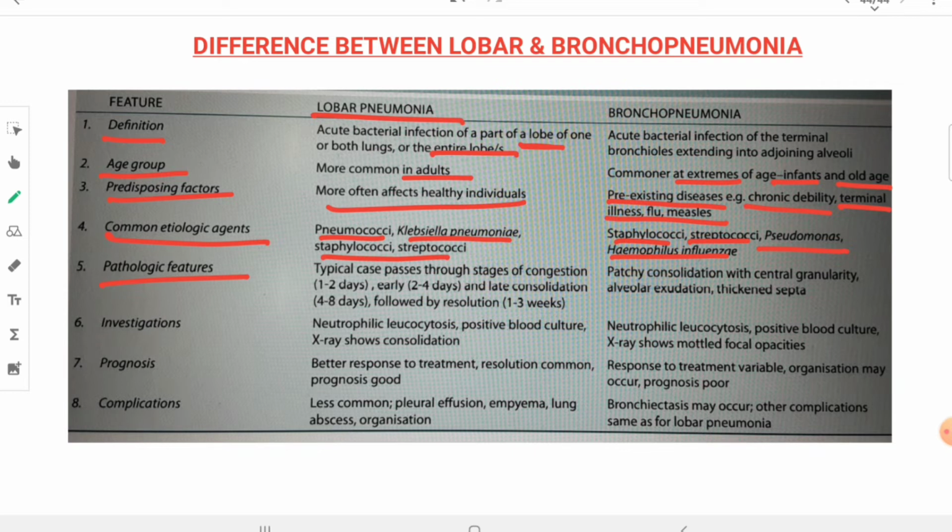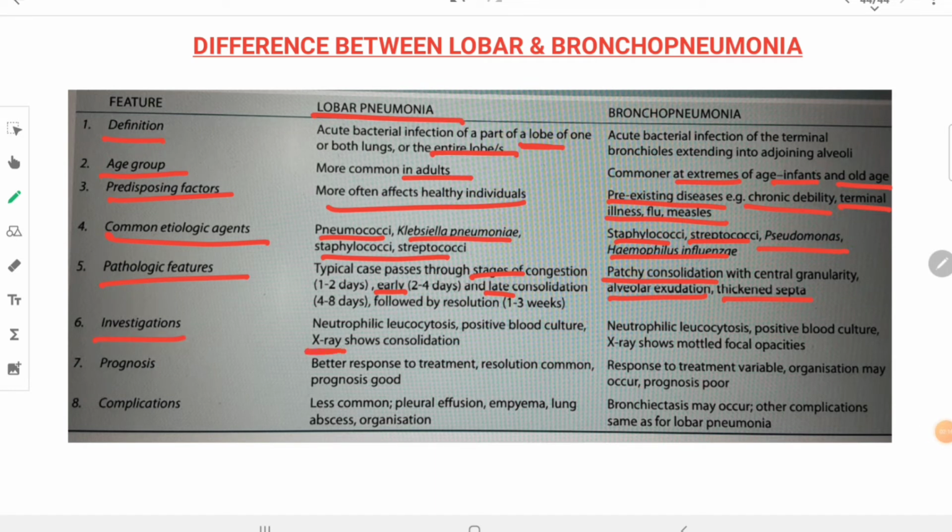The inflammation is in four stages, right? Congestion, red hepatization, gray hepatization, and resolution. Red hepatization and gray hepatization are also known as early and late consolidation. So the four phases are present in lobar pneumonia while they are absent in bronchopneumonia. In bronchopneumonia, the patient usually has patchy consolidation in the lung, alveolar exudation, and thickened septa, right? So the classical four stages of inflammation are not seen in bronchopneumonia.